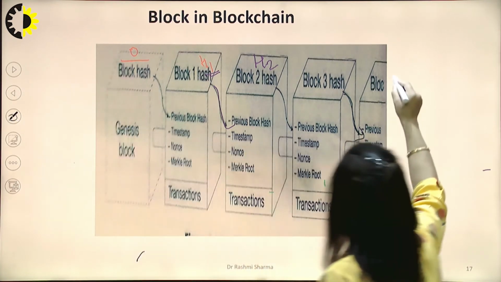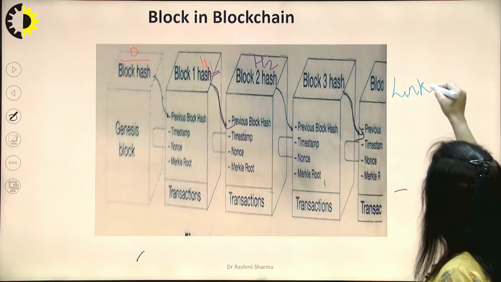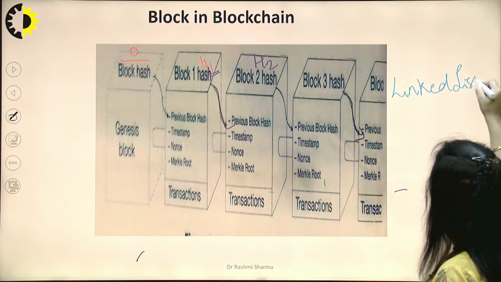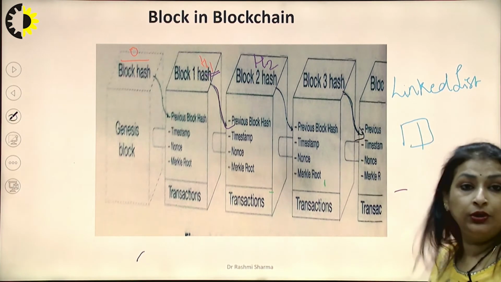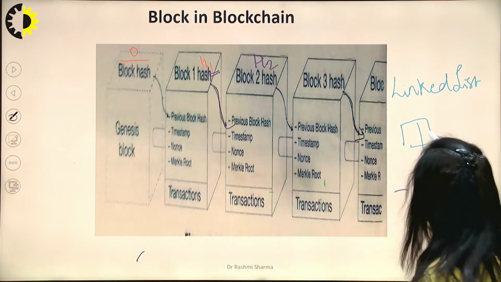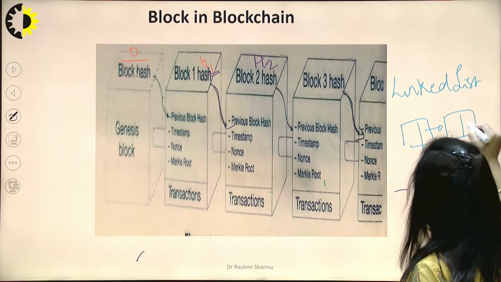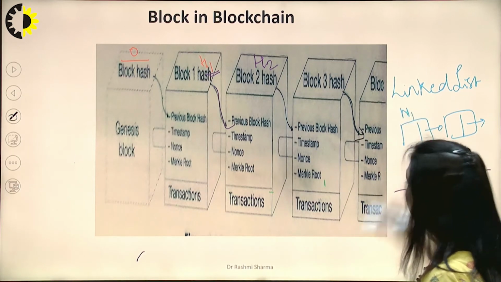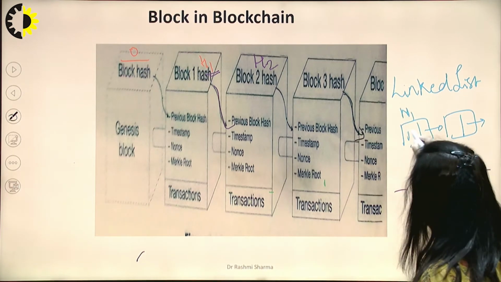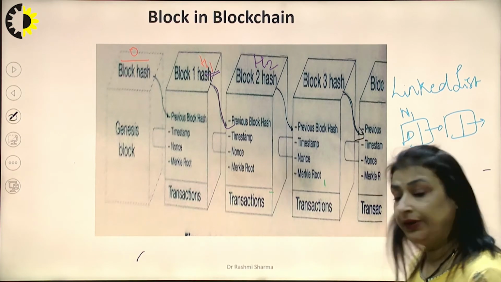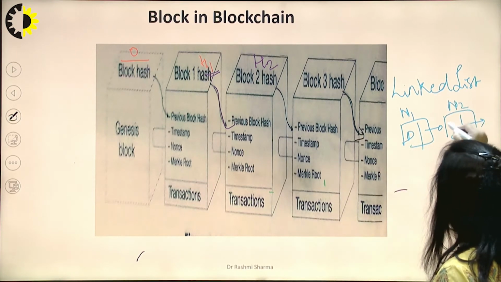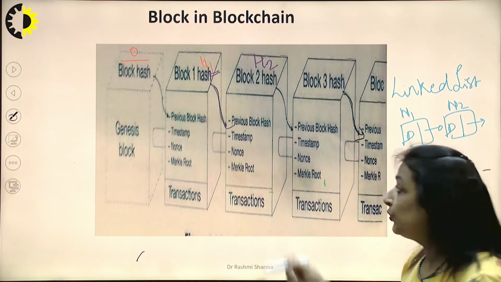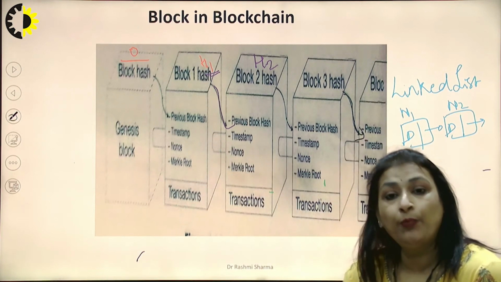The blockchain is resembling a linked list. So what does the linked list have? They have the node, the data value along with the connection to the next node. Then again this connection to the next node. So for each and every node I had node N1, then the data of the N1 node and the pointer to the next. Then the data of the next node and the pointer to the next. So here, see, we also have a pointer to the next.